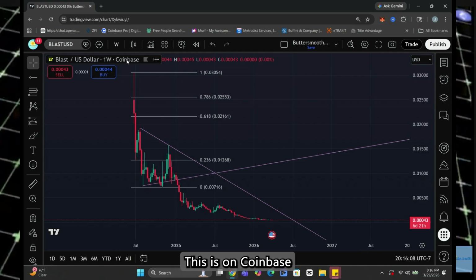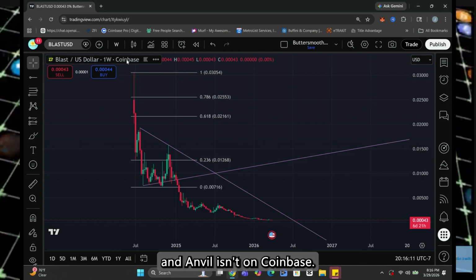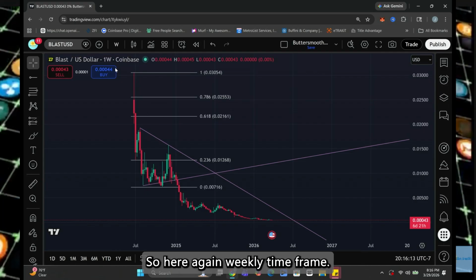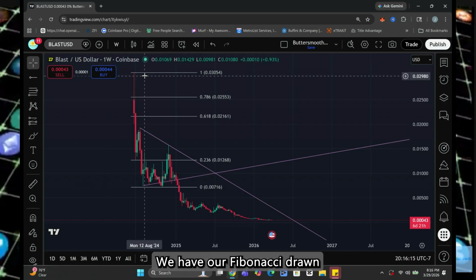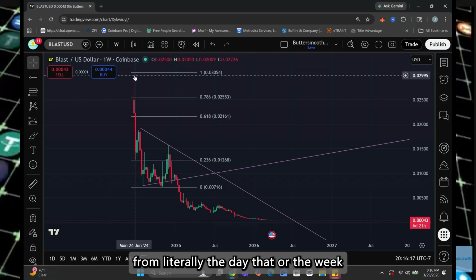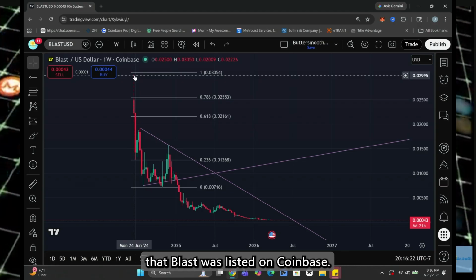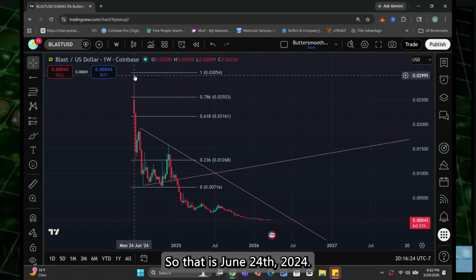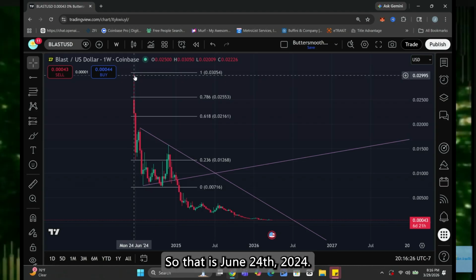Oh my goodness, this is on Coinbase, and Anvil isn't on Coinbase. So here again, weekly time frame, we have our Fibonacci drawn from literally the week that Blast was listed on Coinbase. So that is June 24th, 2024.